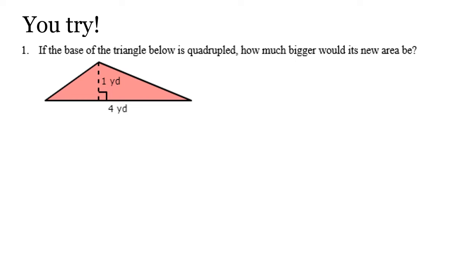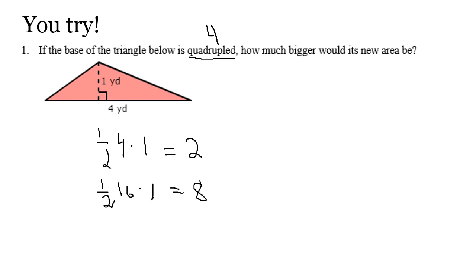So let's try an example. If the base of the triangle below is quadrupled, so 4 times bigger, how much bigger would its new area be? Okay, so this is one dimension, so we should see that the area also quadruples. But let's just calculate to be sure. So the area of a triangle is 1/2 base times height. So in this case, 1/2 times 4 times 1, that's going to be 2. Alright, now if I quadruple the base, then it would be 16. So do 1/2 times 16 times 1, and that equals 8, which you can see that 8 is 4 times bigger, so it would be 4 times bigger.